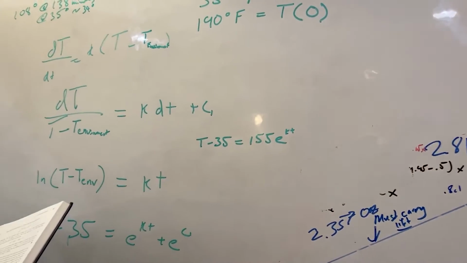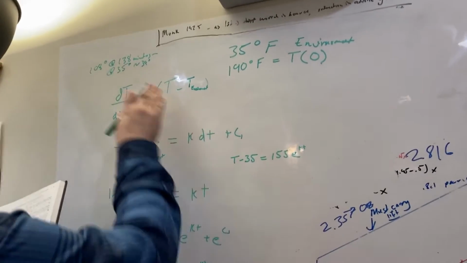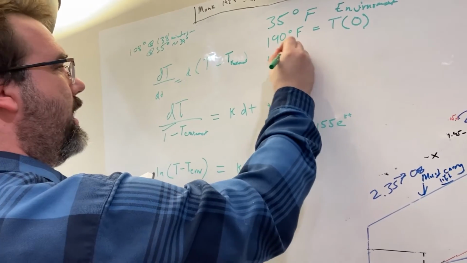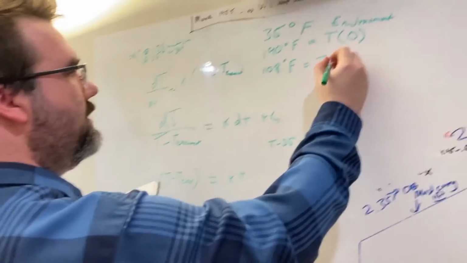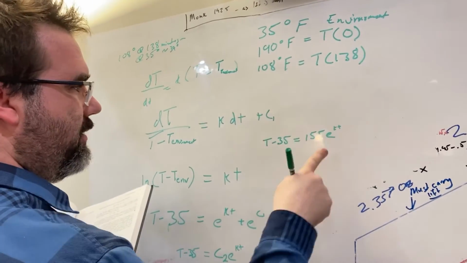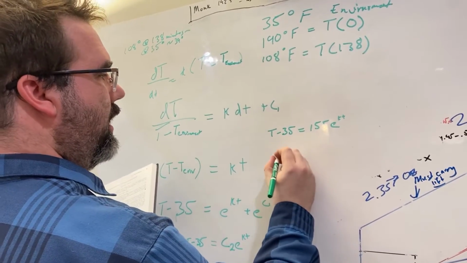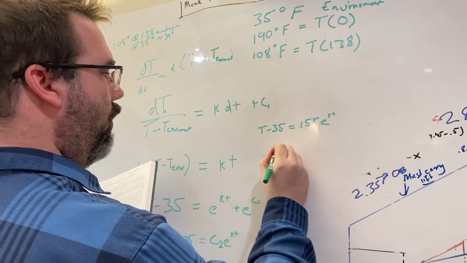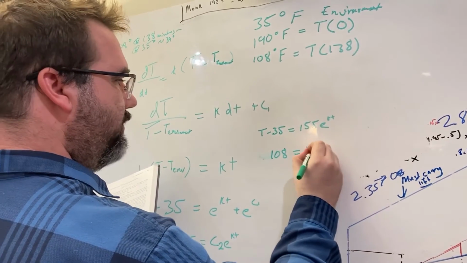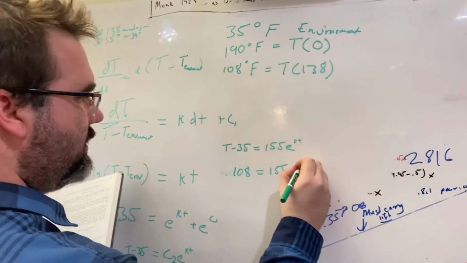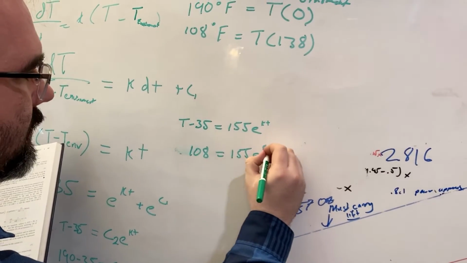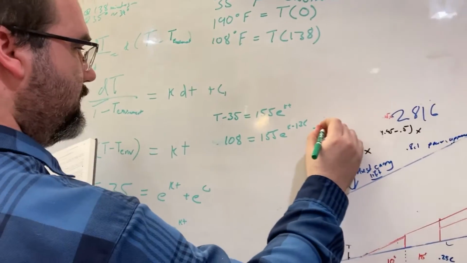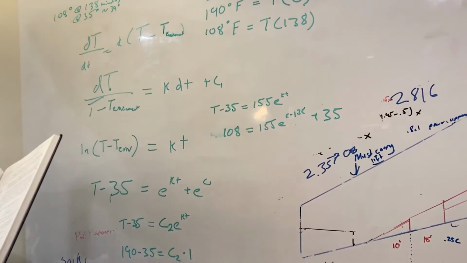We need one other piece of data to get where we're going. I went out at 138 minutes and saw that the temperature was 108. So 108 degrees Fahrenheit equals T at 138. We can plug that in here: 108 equals 155 e to the k times 138, plus 35.